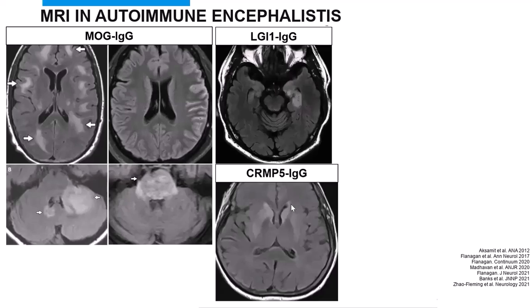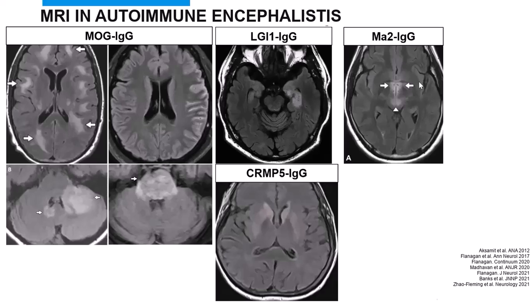We can also sometimes see signal abnormalities within the basal ganglia. This was a patient referred by Dr. Watson to us in the autoimmune clinic when I was a fellow, who had an autoimmune chorea associated with CRMP5 antibodies. And you can see the signal abnormalities here within the basal ganglia. We can also see deeper signal abnormalities. This was a patient with Ma2 antibodies that we shared with Dr. Silber. And what you can see here is this T2 hyperintensity adjacent to the third ventricle in this patient who presented with narcolepsy and cataplexy as part of their autoimmune encephalitis.